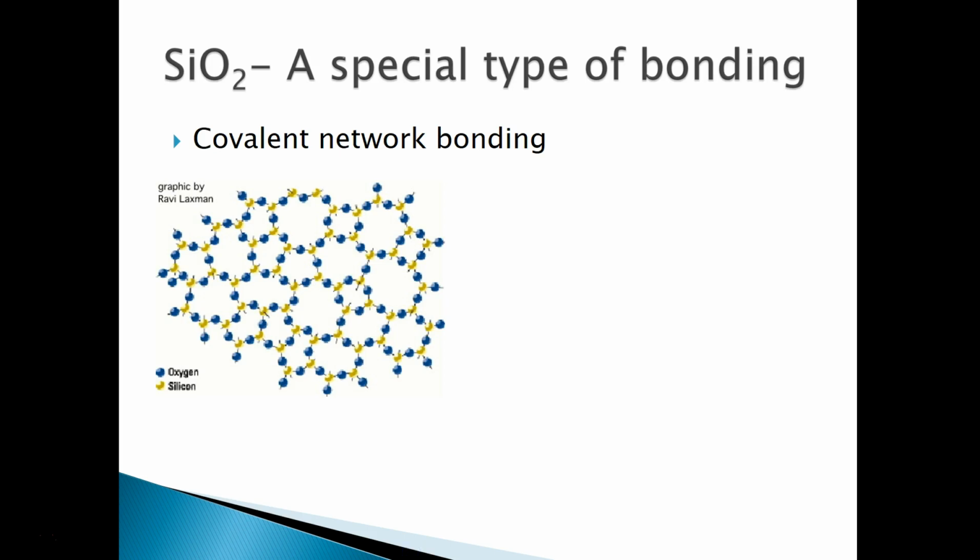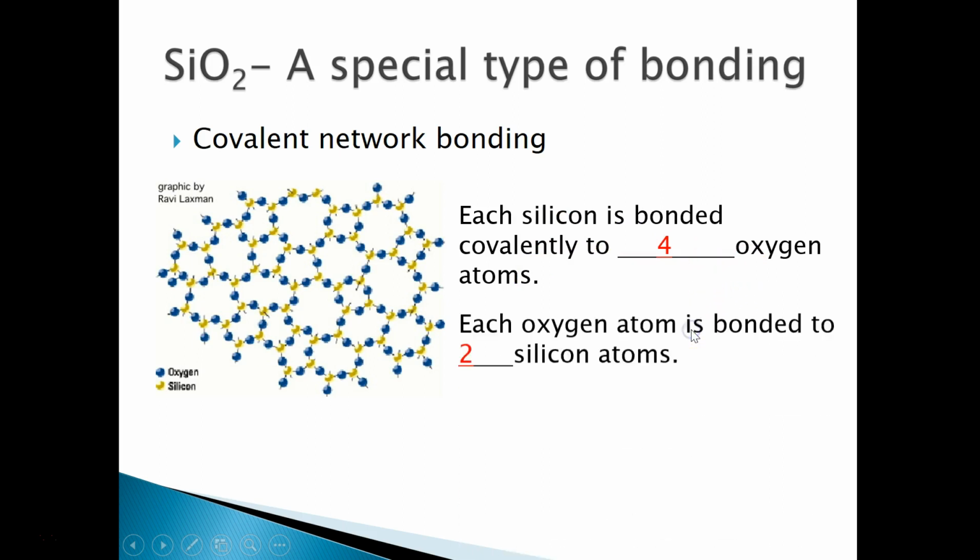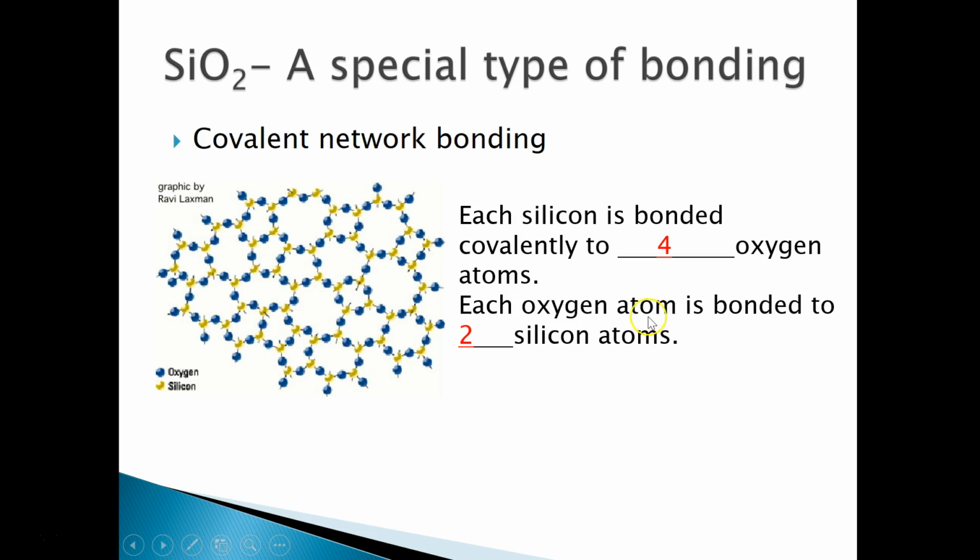Now, in silicon dioxide, you really do get a special type of bonding. This is another network structure, just like diamond, but it's slightly different because silicon is non-metallic. It has some ionic character and some molecular character when it bonds with oxygen. Right? So what we get is quartz. Silicon dioxide is quartz. And in that structure, you'll see that each silicon is bonded to 4 oxygen atoms, and each oxygen atom is bonded to 2 silicon atoms.